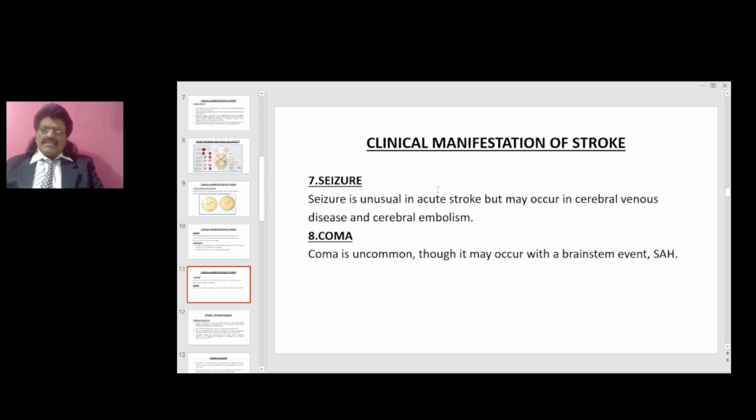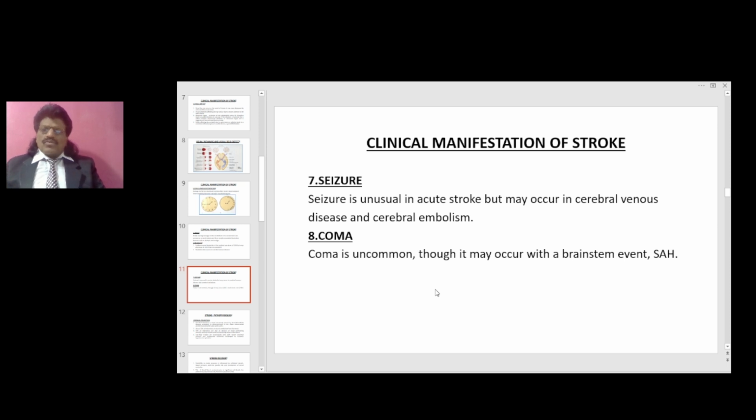Seizures. Seizures are unusual in acute stroke but may occur in cerebral venous disease and cerebral embolism. And coma. Coma is uncommon, although it may occur with a brainstem event or subarachnoid hemorrhage. To produce coma and loss of consciousness, the reticular activating system should get affected. So only if both the cortices get affected or the brainstem gets affected, will the person have coma. If only one cortex gets affected, the person will not have loss of consciousness because the RAS goes to both the cortices. So if one cortex gets affected, still they do not lose consciousness because the other cortex can compensate and patients will not have coma.